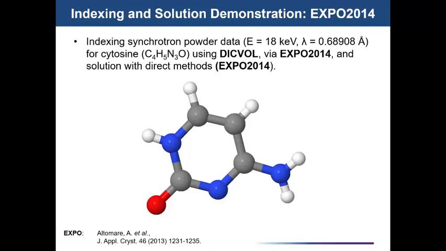So I'm going to use Expo here. And all we're going to do to start with is import our diffraction pattern into Expo. I've obviously got it buried down here, so it's very hard to find. It's going to ask us for the radiation wavelength, and our wavelength for this particular pattern is 0.68908. And it's monochromatic because it's synchrotron radiation.